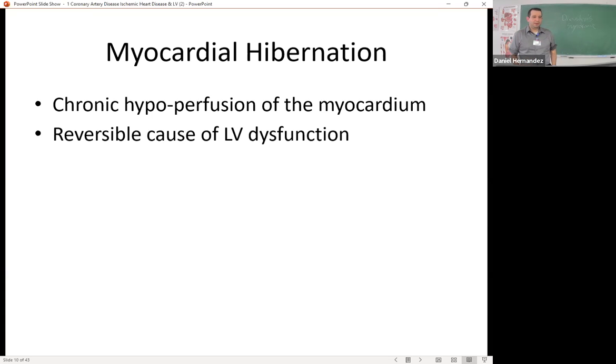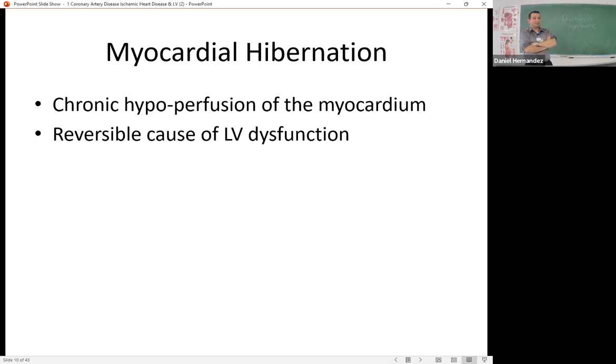Myocardial hibernation. This refers to a chronic hypoperfusion of the myocardium. This is a patient with long-standing coronary artery disease. They have coronary arteries that might be blocked 92, 93%, almost completely blocked. So a little bit of blood flow is getting through, but not enough. This is low perfusion of the myocardium over a long period of time, so it can lead to something called myocardial hibernation.